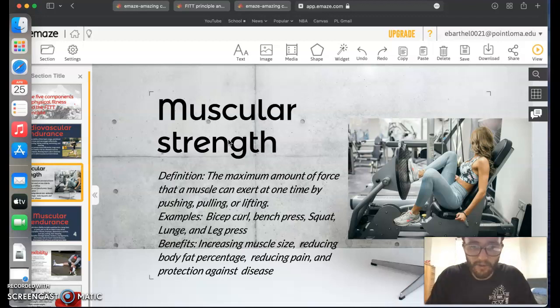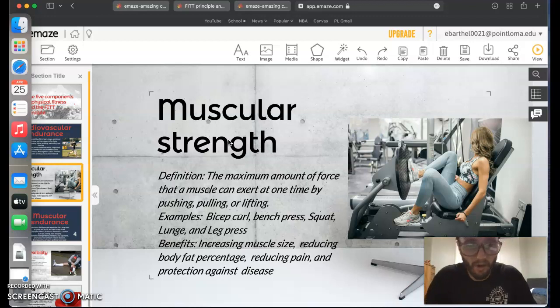Examples of this could be a bicep curl, bench press, squat, lunge, and leg press, also referred to as your maximum strength. So if you could bicep curl a 45-pound weight, that would be your maximum bicep curl, and that would be your muscular strength. So benefits are increasing muscle size, reducing body fat percentage, reducing pain, and protection against disease.